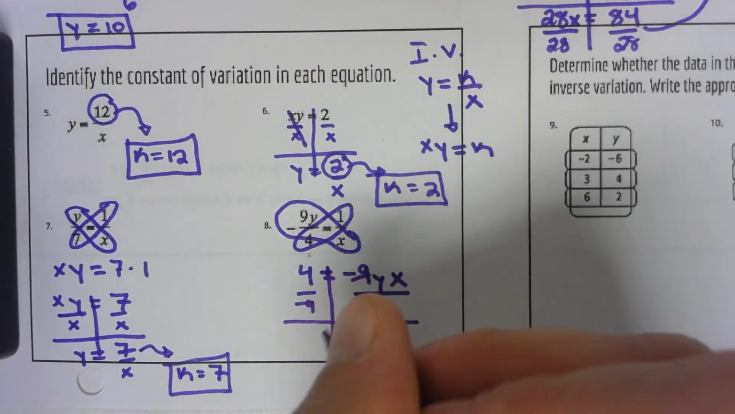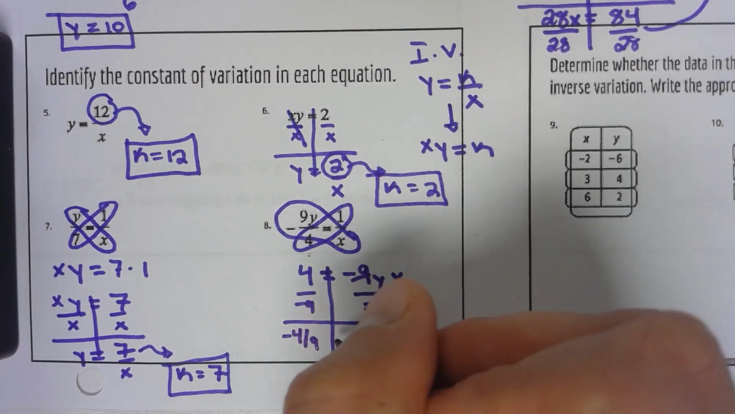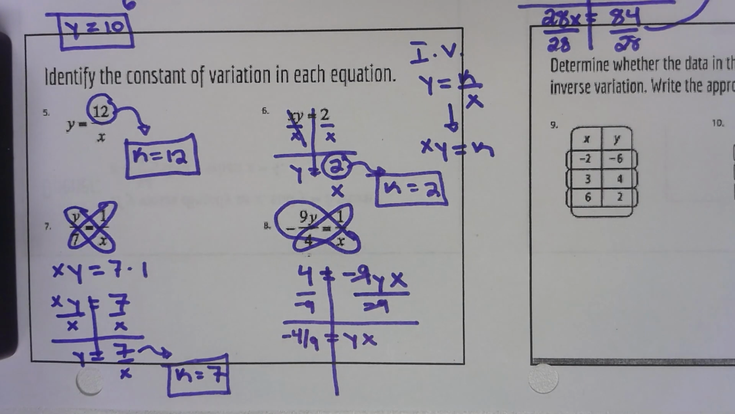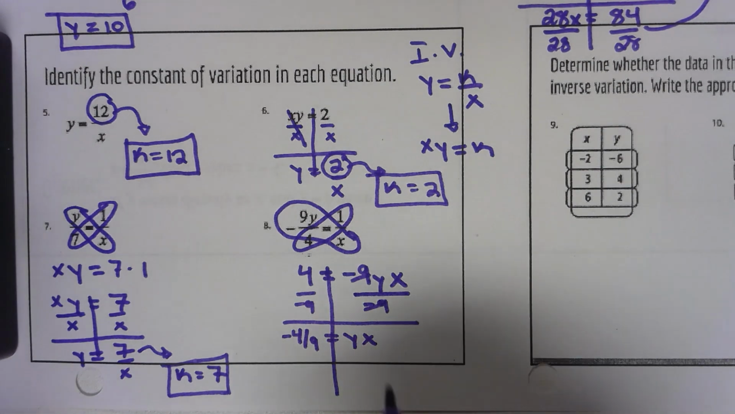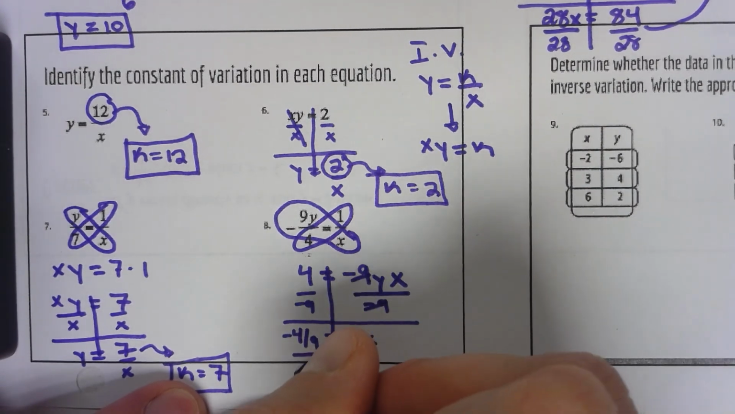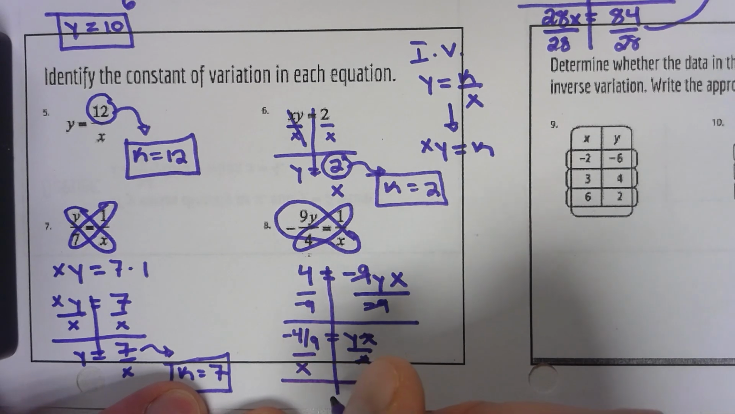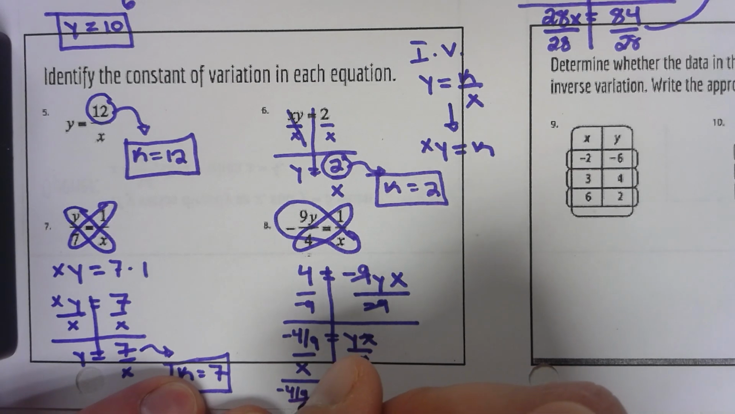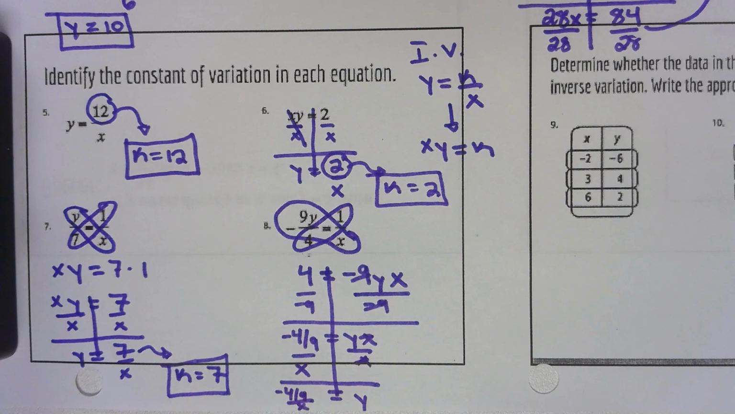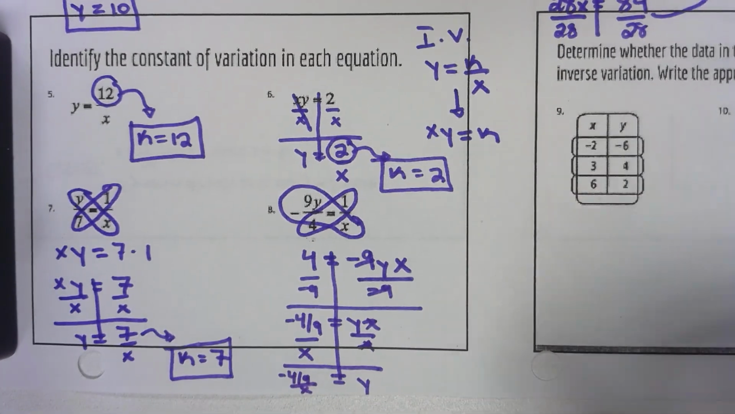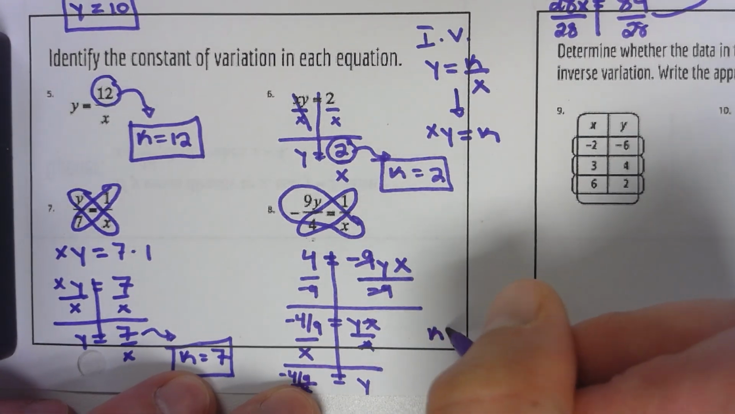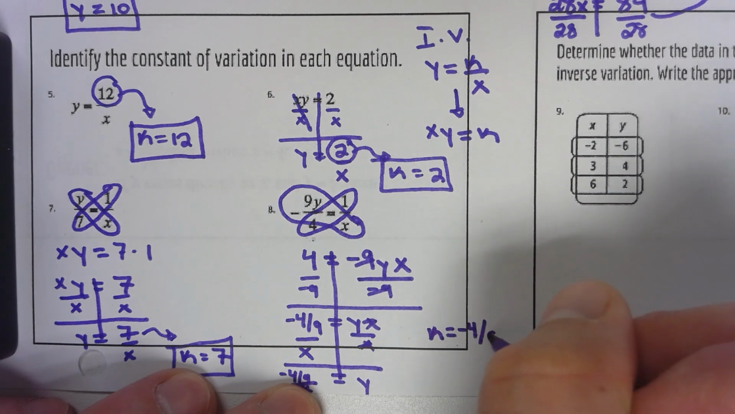So negative 9's go away, and I get negative 4/9 is equal to y times x. Well, there's that y times x, so I can pick up on what k is already. If I want to take it one step further and divide by x, I can do so. And I get that y equals negative 4/9 divided by x. I wrote that really small, ran out of a little space there. And thus, it's this entire fraction being divided by x.